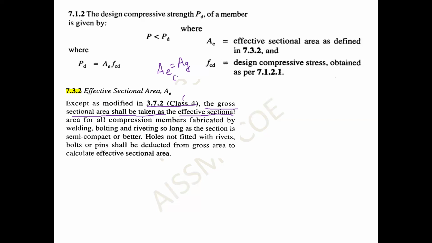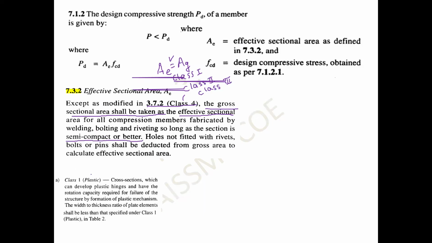Means we have 4 class. So for class 1, for class 2, and for class 3. For all these three classes, we have to use AE equal to AG. So you can see over here welding, bolting and riveting so long as this section is semi-compact or better. So now you can see we have class 1 which is plastic. So here for this class we have AE equal to AG.